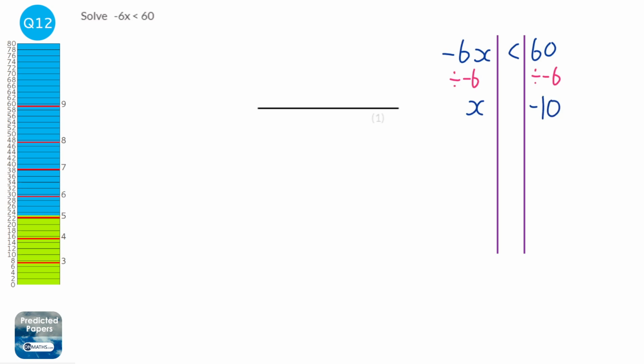Now we've got to be really careful here, because whenever you times or divide both sides by a negative, you must switch the inequality. So instead of pointing to the left, it's now going to point to the right. So our answer is x is greater than minus 10.